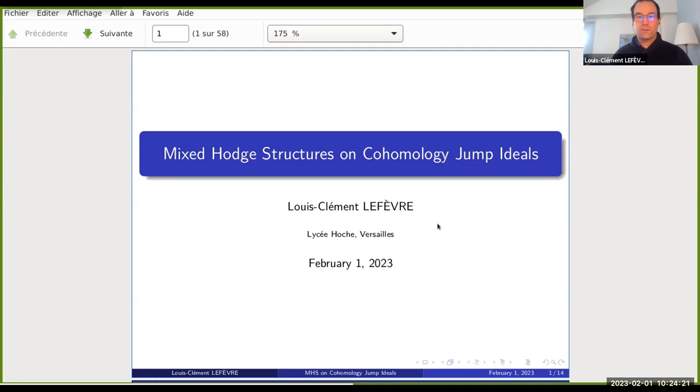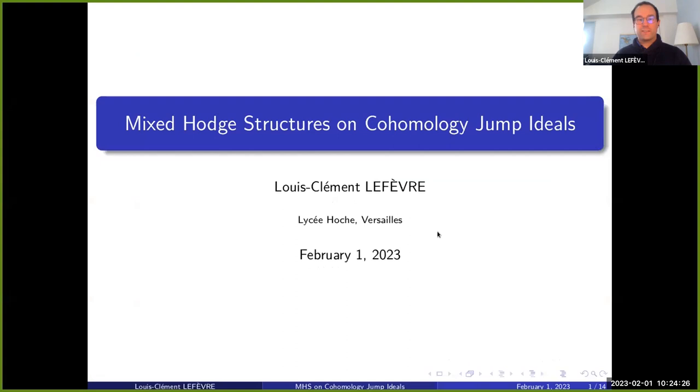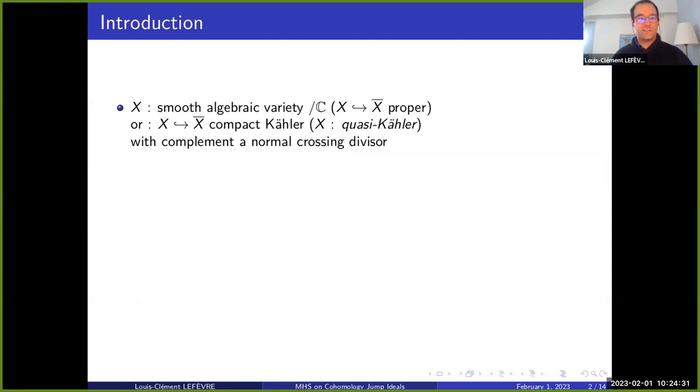So this talk is about topology of algebraic varieties. During this talk, I fix X, which will be either a smooth algebraic variety over C, which I can study by embedding it into a proper variety, X bar. Or it can also work if I can embed it into a compact Kähler manifold, which I call quasi-Kähler varieties. And to complement, I can take a divisor with smooth normal crossings as usual. So it will work for both situations since it's about Hodge theory.